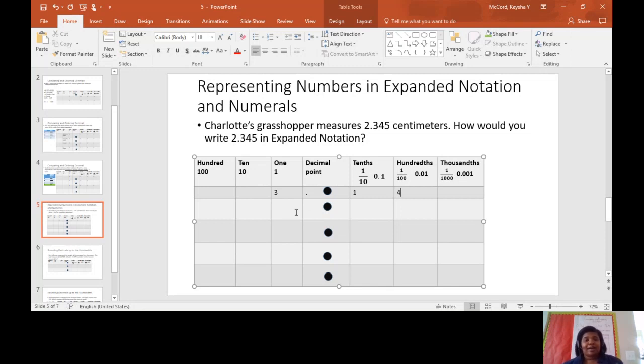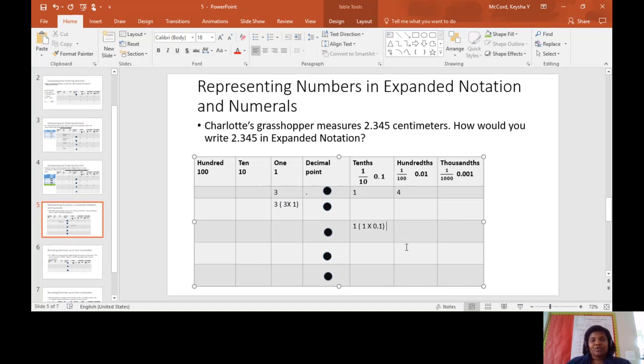So again, I'm going to write my number 3, and I'm going to multiply 3 times the value of the place value, which is 1. So this is going to be 3 times 1. And then I'm going to write my next number, which is going to be 1. I'm going to multiply my digit times the value of the place value. So this is going to be 1 times 1/10.